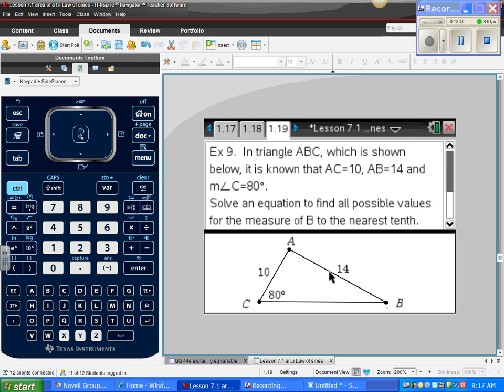So in triangle ABC, that's shown below, AC is 10, AB is 14, and the measure of angle C is 80. Solve the equation to find all possible values for the measure of B to the nearest tenth. You guys know how to find angle B using law of sines. You've done this. You also know how to find the second angle, right? If it's in the first quadrant, you know how to find it in the second quadrant, 180 minus theta. So go ahead and find both of those solutions, and then we'll talk about how we check for whether or not it's realistic to have both. All right, so go ahead.